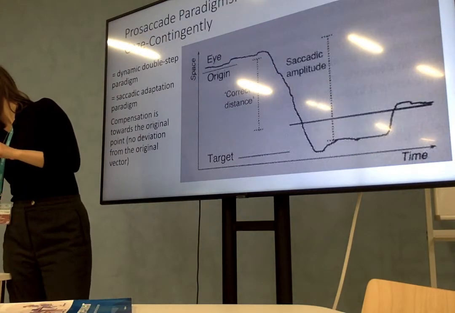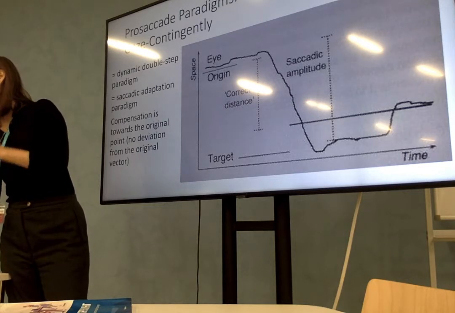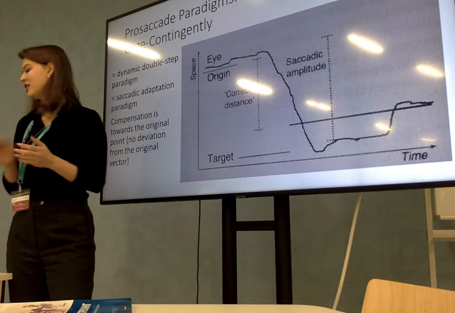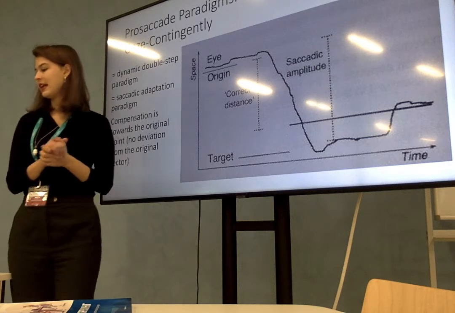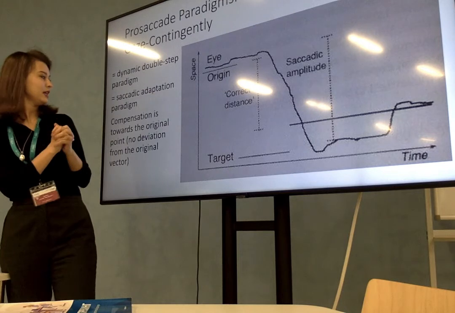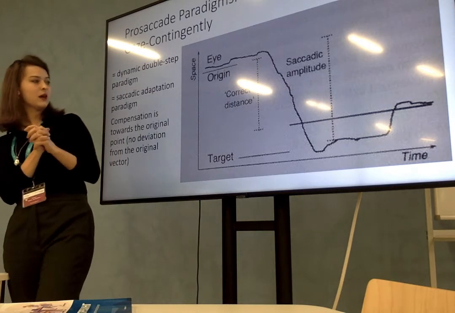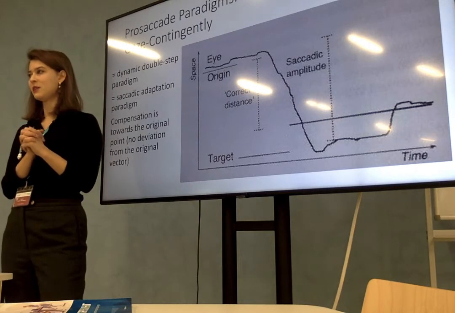And we have only one last Prosaccade paradigm, so keep it up, people. We are closer to that. This one's called dynamic double-step paradigm or saccadic adaptation paradigm. In here we have the compensation. What is compensation?